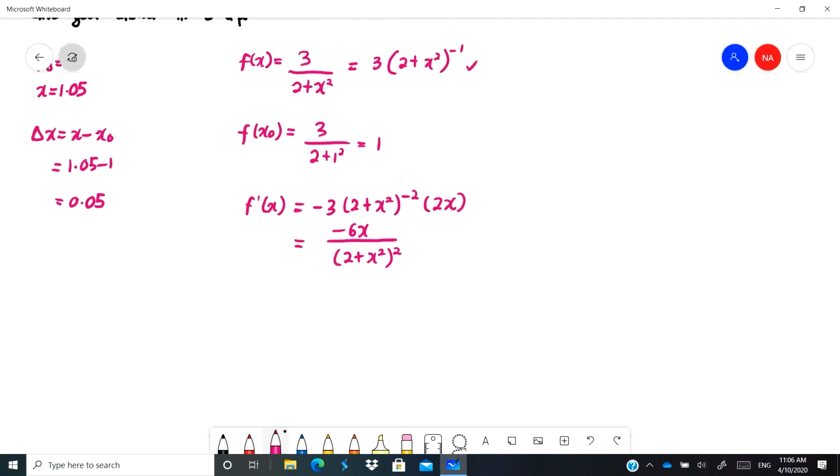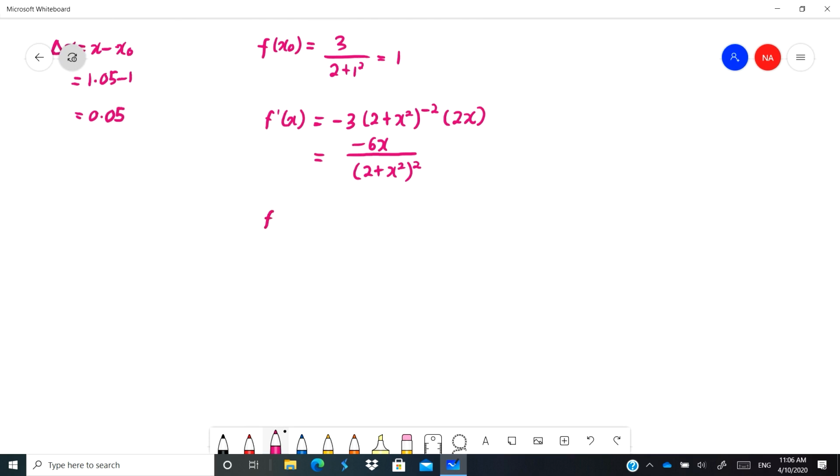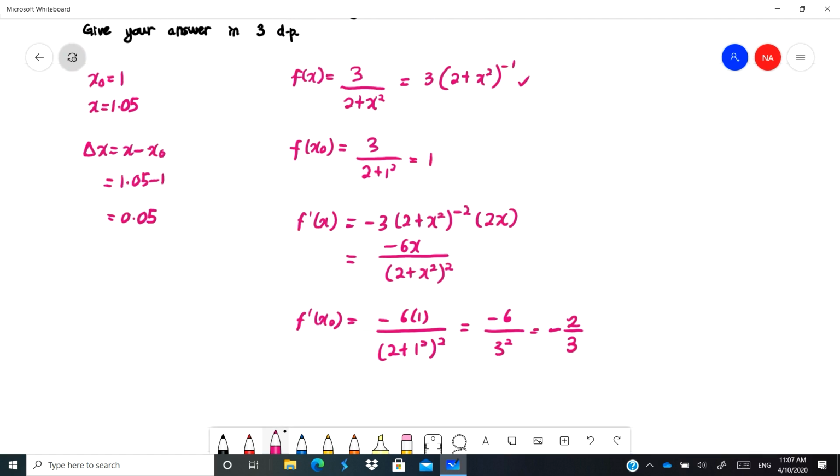All right. So now we know that we'll have to use the f prime of x naught. So I'm going to substitute the value of x naught, which is 1, into this formula. We'll get -6 multiplied by 1, over the whole thing of (2 plus 1) squared. We'll get -6 over 3 squared. So this is actually -6 over 9. We'll get -2 over 3. So that is for f of x naught and also f prime of x naught.